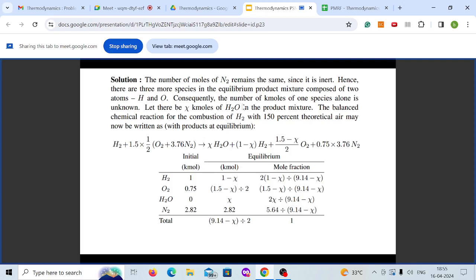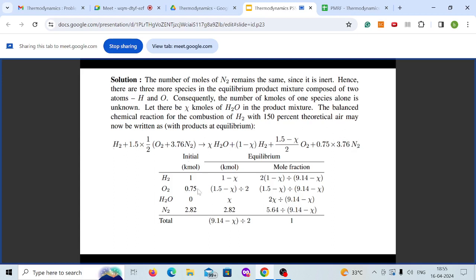So we assume x kilomoles of water. This gives you an expression of x kilomoles of water plus 1 minus x kilomoles of hydrogen plus 1 minus (5 minus x)/2 of oxygen plus 0.75 into 3.76 of nitrogen.